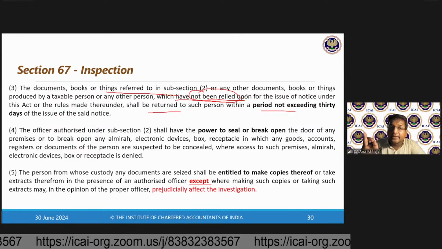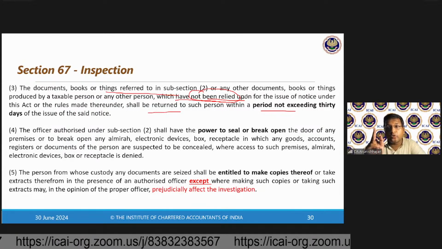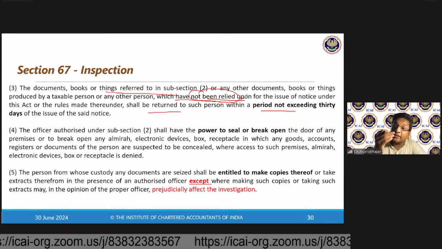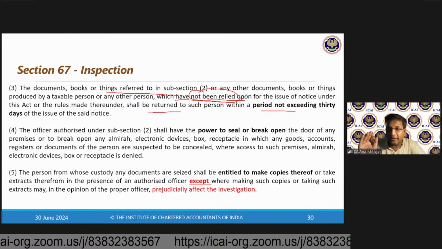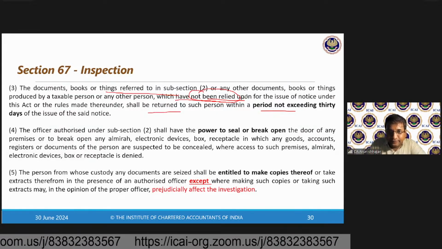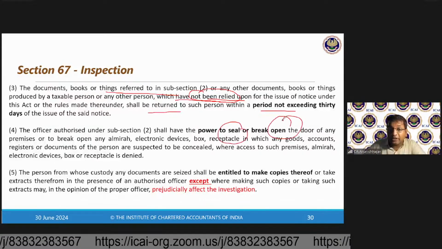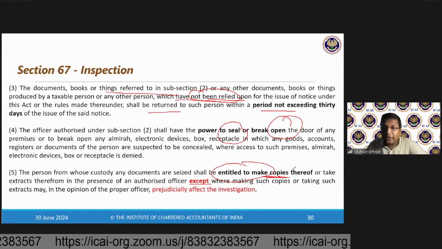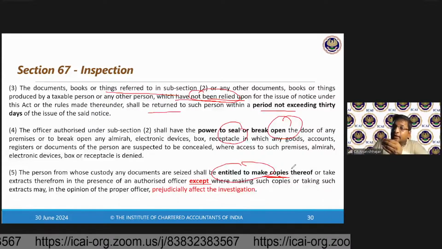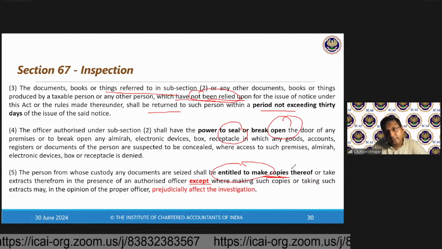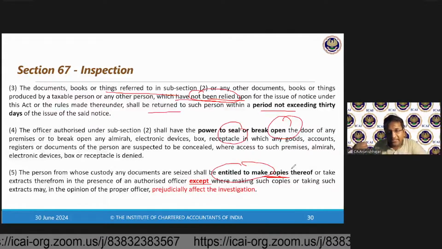Sometimes, practically, they are using this particular 67 subsection 2 in a very, very rigid manner. It means they are not returning the goods, books, things, etc. for a longer period. It is possible. Then sometimes the High Court has given the direction, we have observed in some cases. Again, the officer has the power to seal or break open the door. Again, the registered person is entitled to take the copy. Suppose the officer is doing the search and seizure and taking certain documents. Then the registered person can make the request that please provide the copies. Please allow me to take the copies.